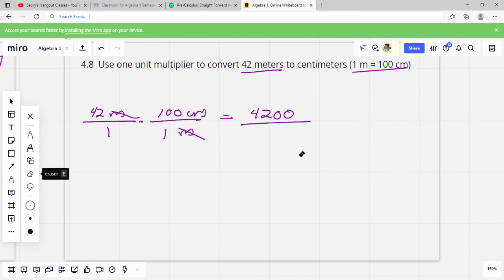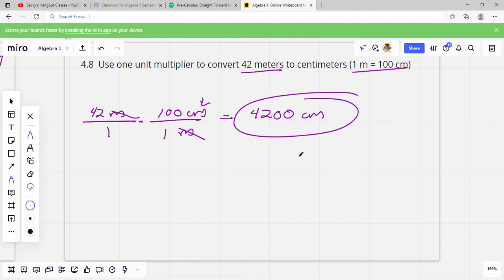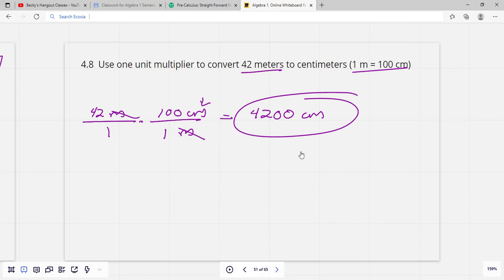I don't need that division bar anymore because all I have is ones on the bottom, and my only unit left is centimeters. And that's the answer to that one, 4,200 centimeters. The metric system is so easy.